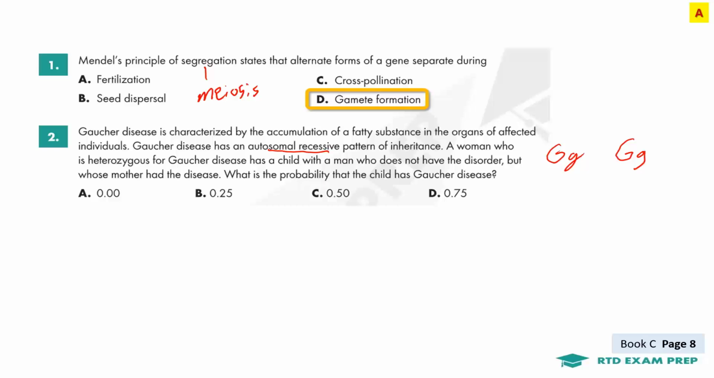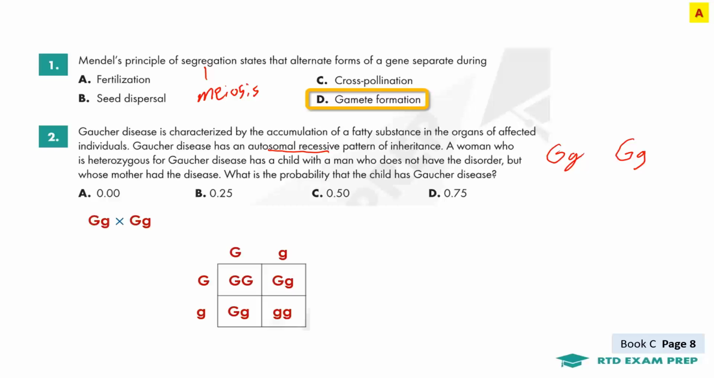So let's set this up. Big G, little g times big G, little g. Put our cross in. What is the probability that the child has Gaucher disease? And I'm hoping you can look at that Punnett square, see this, and know that's 1 out of 4. So therefore, our answer is B.